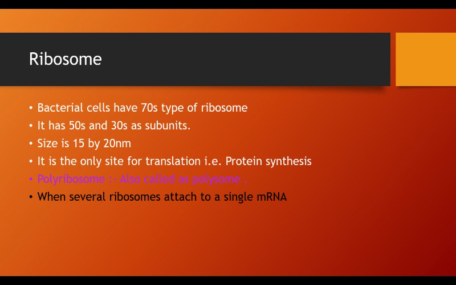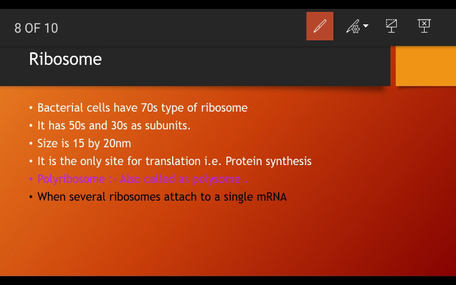Ribosomes, I have explained, are the 70S type of ribosome, with 50S and 30S as subunits, and the size is 15 by 20 nanometer, right? So they are very small in size. It is the only site for translation, that is protein synthesis. Protein synthesis can occur at ribosomes only, and polyribosomes are the structures formed when many ribosomes get attached to a single mRNA. In that case, the translation will occur at a much higher speed, and that is also known as polysome.